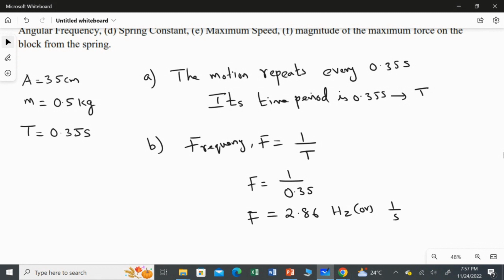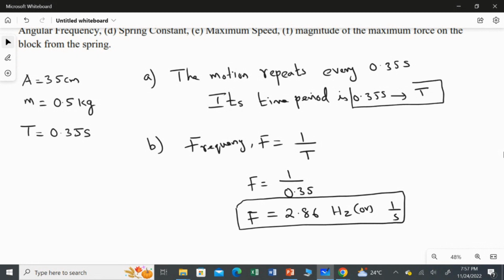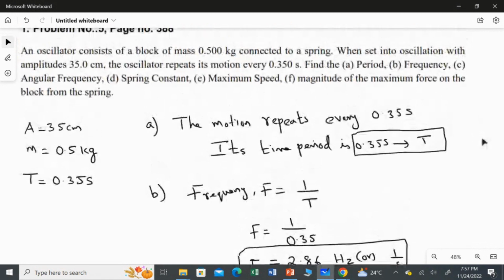So what is the answer for the second part? The answer for the second part is the frequency. The time period is 0.35 seconds, because its oscillations repeat for every 0.35 seconds. That means its time period is also the same, right? Okay. What is the third question?